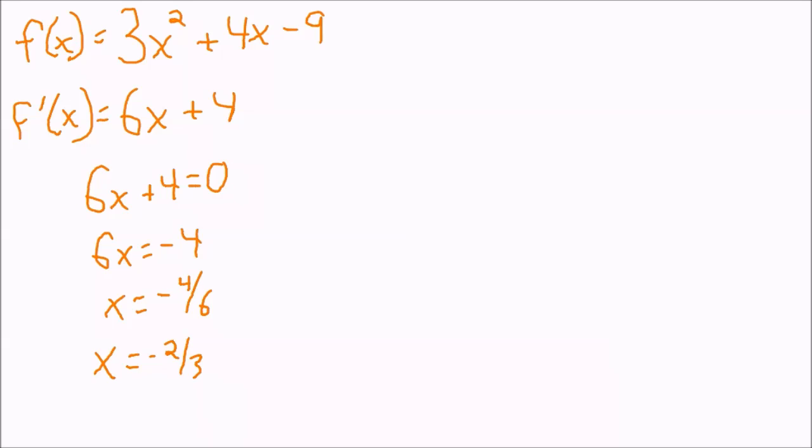Now what I can find from my critical point is if this function has a relative extrema at this point. And the way we do that is the following. Make ourselves a little number line and mark our critical point at negative 2/3. Now I want to test some points that are going to be less than negative 2/3 and greater than negative 2/3. So for the less than negative 2/3, let's pick an easy one, something like negative 1. And for the greater than negative 2/3, let's pick something like 0.